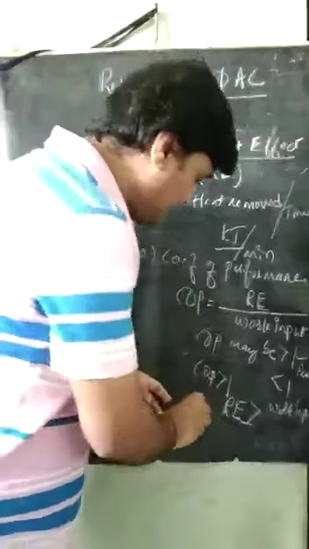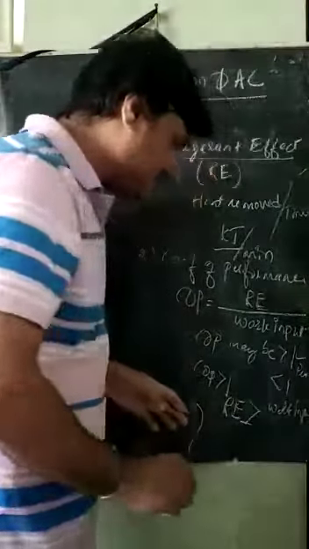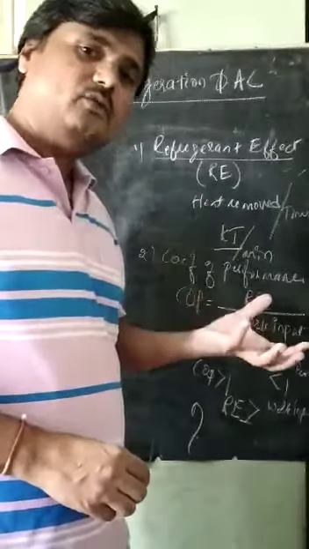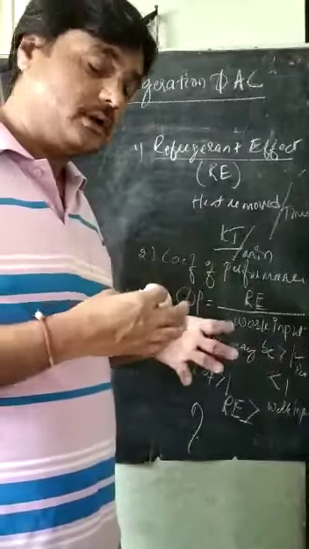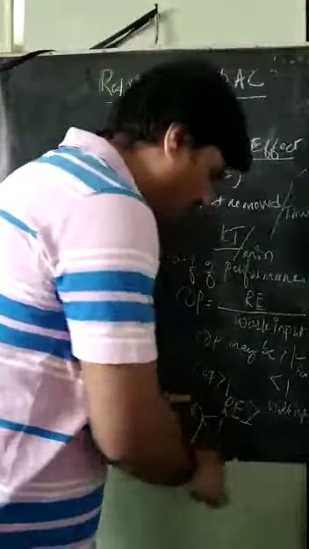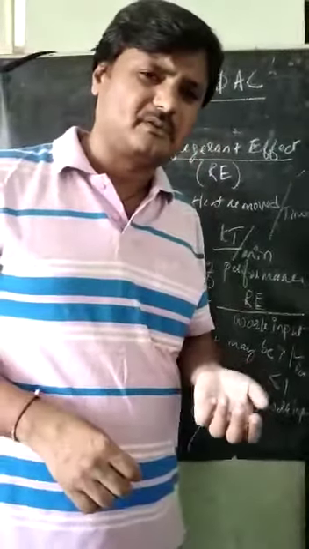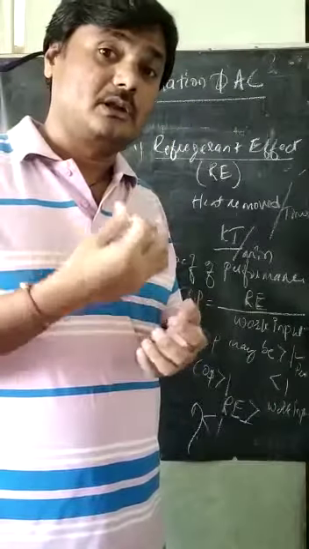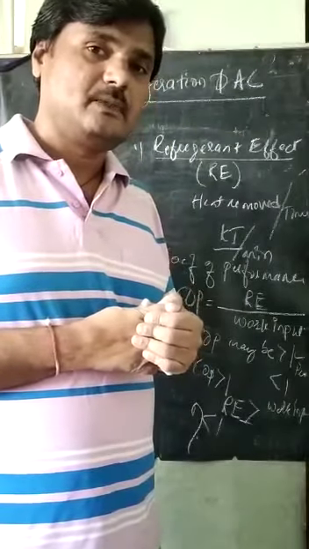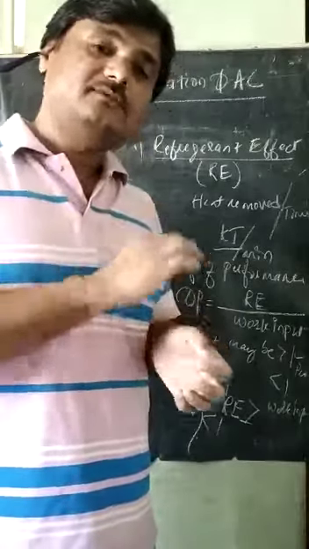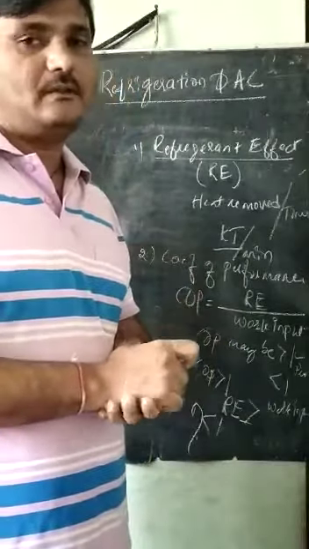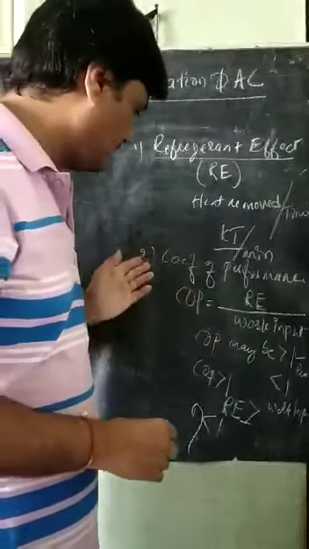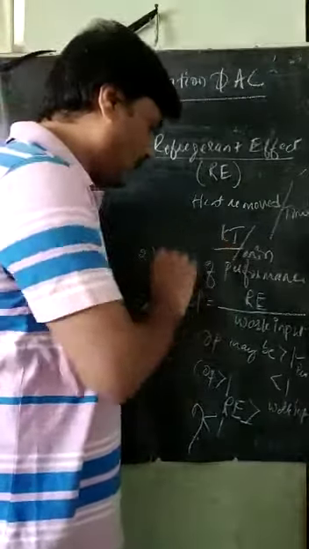But if you compare efficiency, the efficiency of the refrigerator is the COP only. Efficiency in general is always less than 1, that is less than 100%. It is not possible to get 100% or more than 100% efficiency. Therefore, the efficiency of the refrigeration system is the COP, the coefficient of performance. This is the second term, the COP.